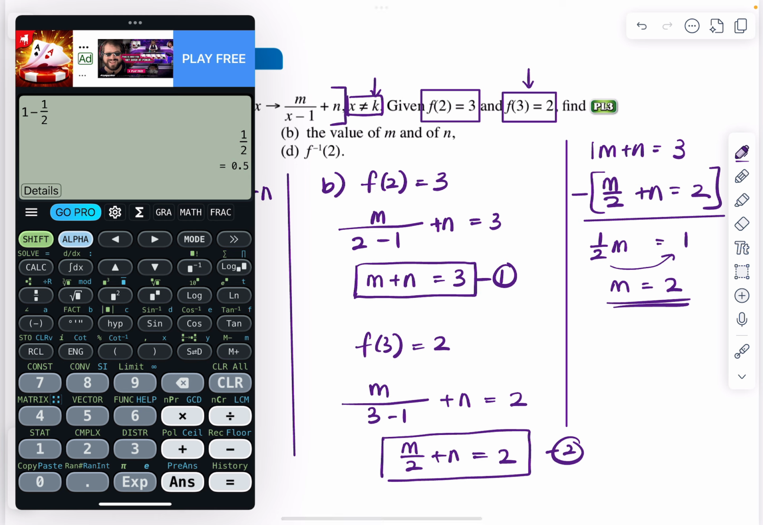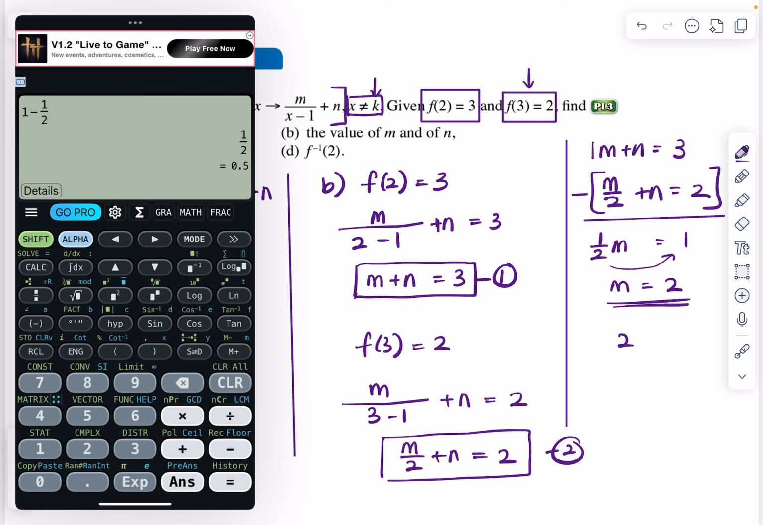Then you can sub this answer into any of these equations. The easiest is of course to sub this into the first equation. So 2 plus n is 3. Therefore, n is 3 minus 2, which is 1. So m is 2 and n is 1.